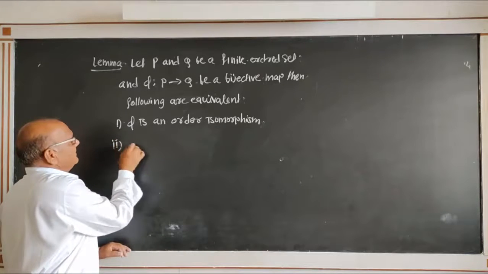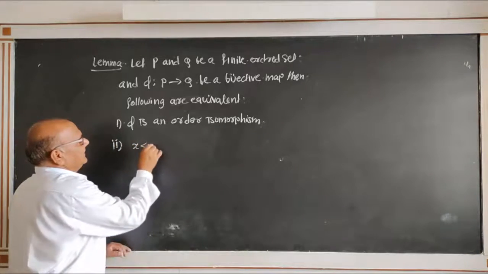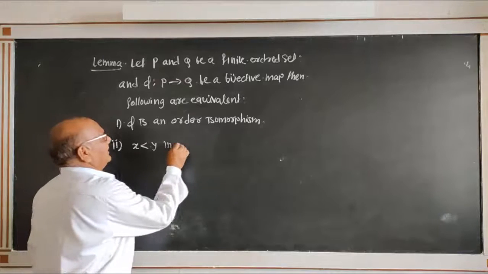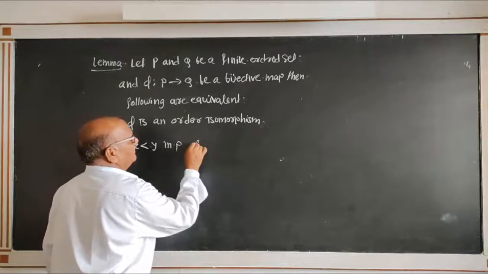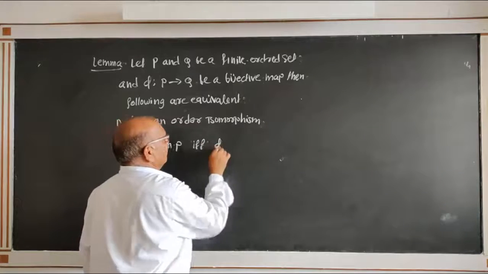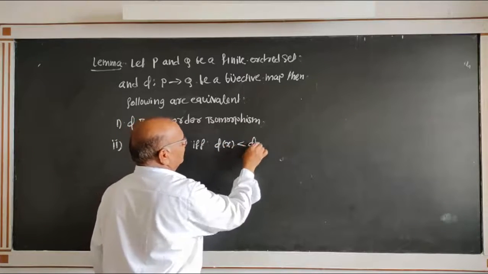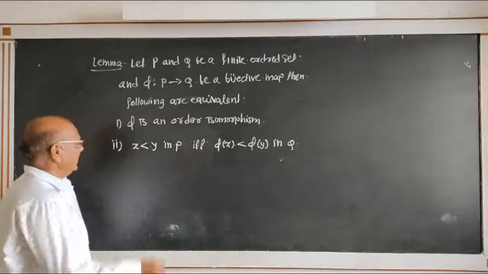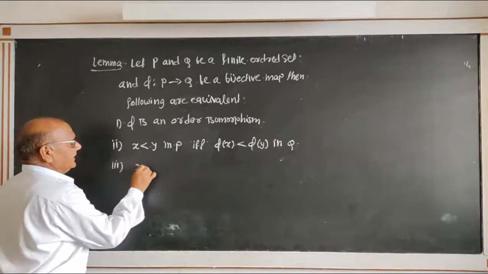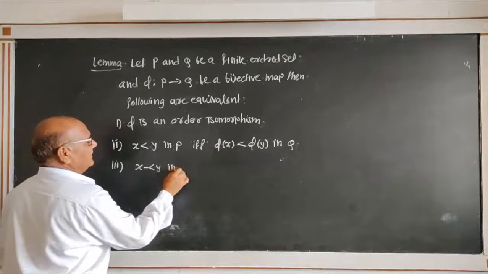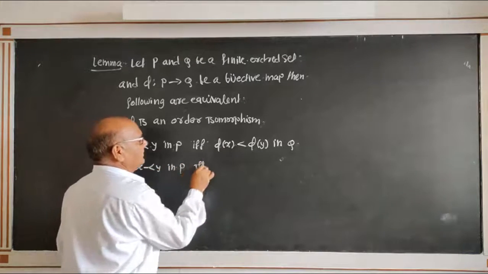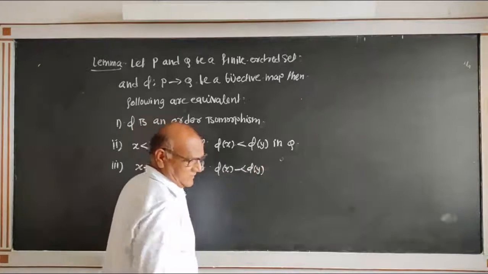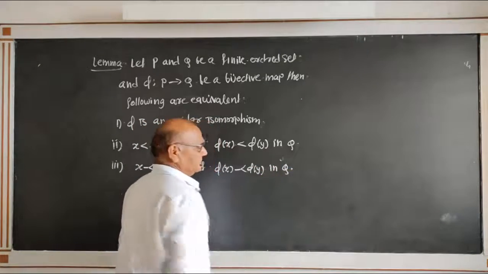Second, x < y, the strict relation in P, if and only if phi(x) < phi(y) in Q. And third, x is covered by y in P if and only if phi(x) is covered by phi(y) in Q.